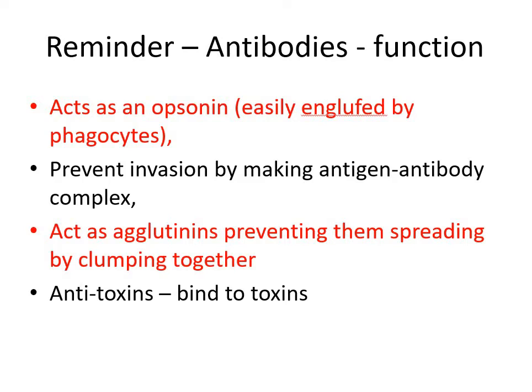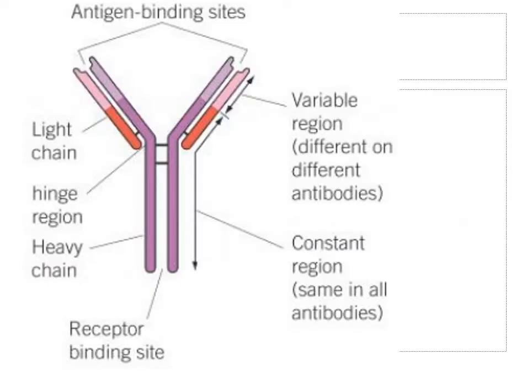We've then got the antibodies will simply bind, making an antigen-antibody complex. They'll bind to a pathogen, which will then often make them not dangerous. It will make them stop working. They can act as agglutinins, so they're going to cause the pathogens to clump together, and that's going to make it easier again to break them down by phagocytosis. And they also act as antitoxins. They're going to bind to toxic molecules and then prevent them from being dangerous.